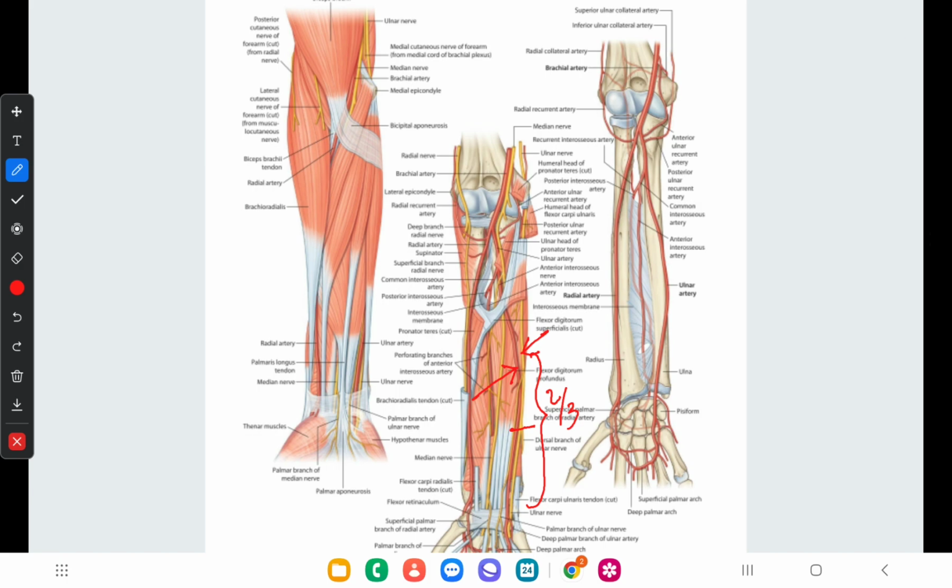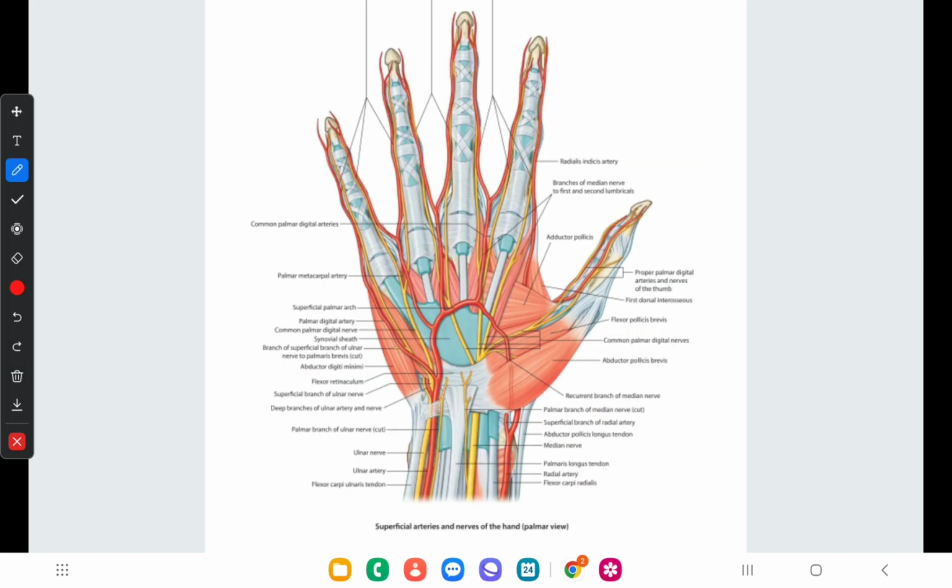The ulnar nerve is not a content of the carpal tunnel. It crosses the wrist here, above the flexor retinaculum, with the ulnar artery. The ulnar nerve is most medial and the ulnar artery is lateral to the ulnar nerve. In the palmar surface of the hand, the ulnar nerve lies lateral to the pisiform bone.